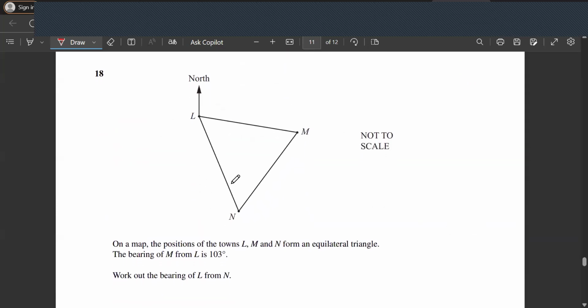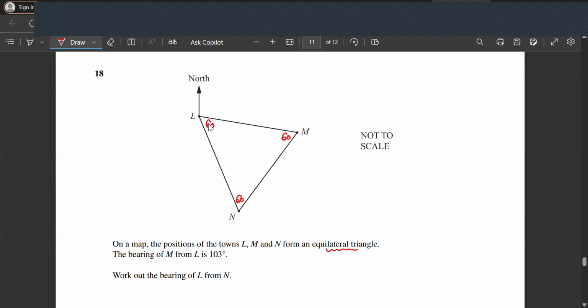Okay, this question. It's an equilateral triangle, so all angles will be 60. Yeah, equilateral, so all angles are 60. This is 60, and this is 60, and this is 60. Then what should I do?